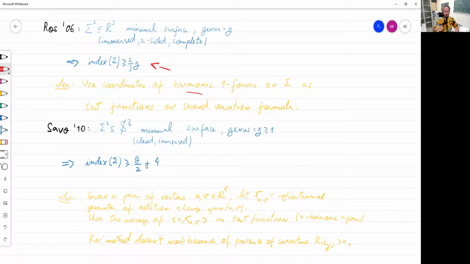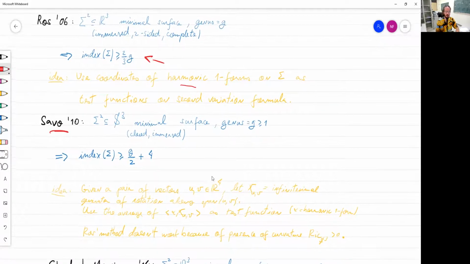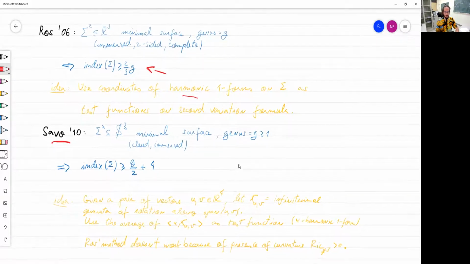Let me just mention, Savo proved a lot more than this result, but that's summarizing what's relevant for what I want to say here. Okay, and now, unfortunately, Ros's method doesn't work because of the curvature term. Okay, and this comes up in the calculation: if you use Ros's method as test functions, then there's still this curvature term in the calculation. It doesn't help you, right?